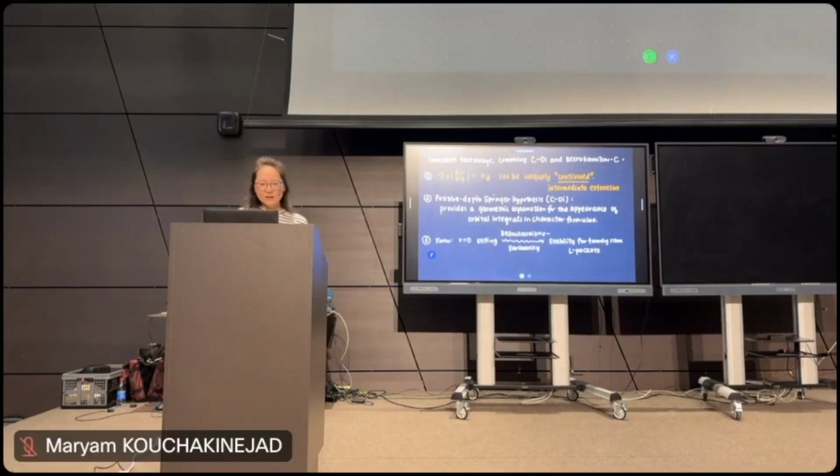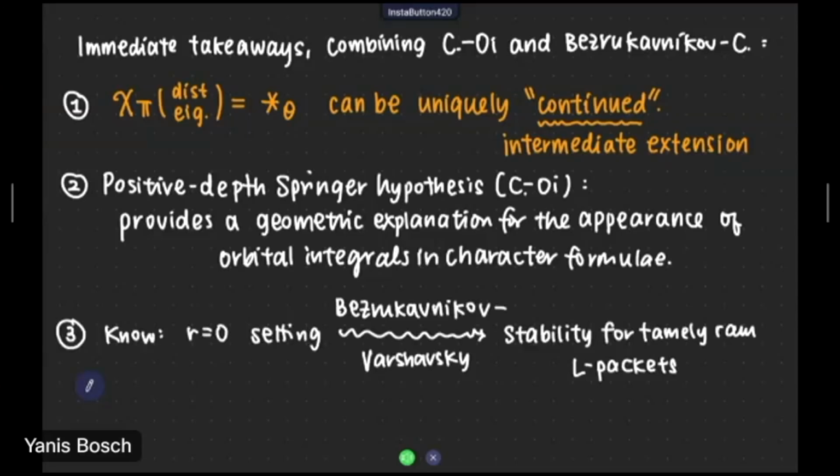And the last immediate takeaway that I wanted to mention is this result of Bezrukavnikov and Varshavsky that I already mentioned on a much earlier slide. In the tamely ramified, r equals 0 setting, Bezrukavnikov and Varshavsky were able to utilize Lusztig's theory of character sheaves in order to prove very interesting endoscopic character identities for depth 0 L-packets, for tamely ramified L-packets. One such thing is called stability, which is why I wrote stability here, but actually they can do it for arbitrary endoscopic character relations.